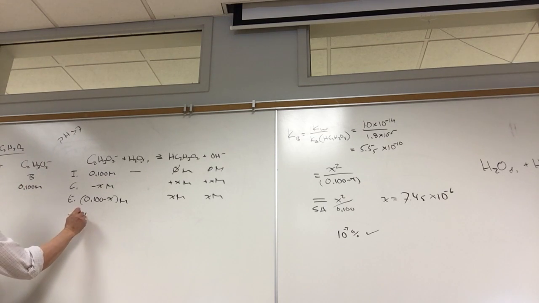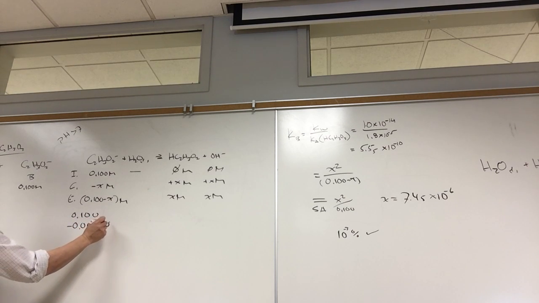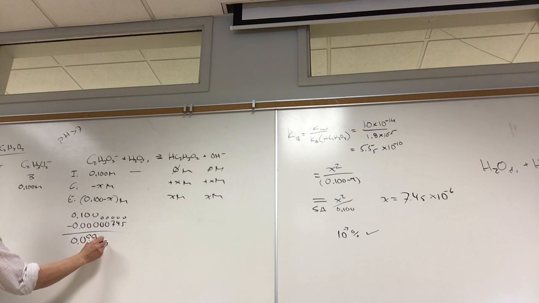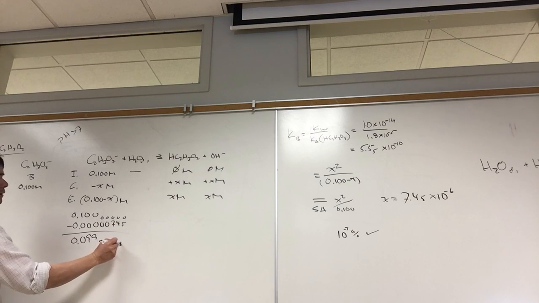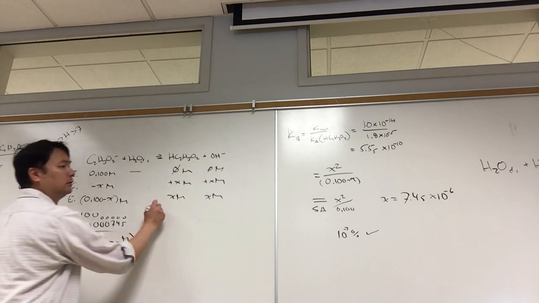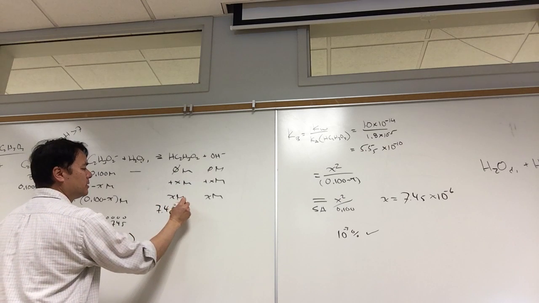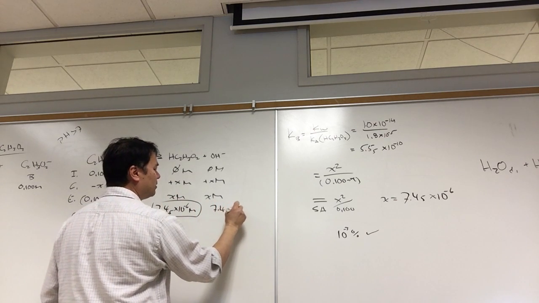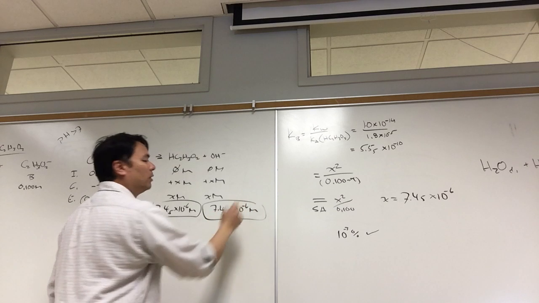And so this is going to be 0.100 minus 0.00000745, which is 0.0999925. This is 7.45 times 10 to the minus 6 more. All right, what should we do next?